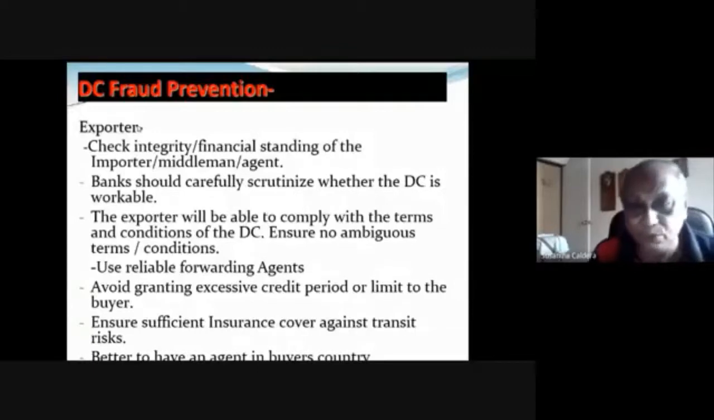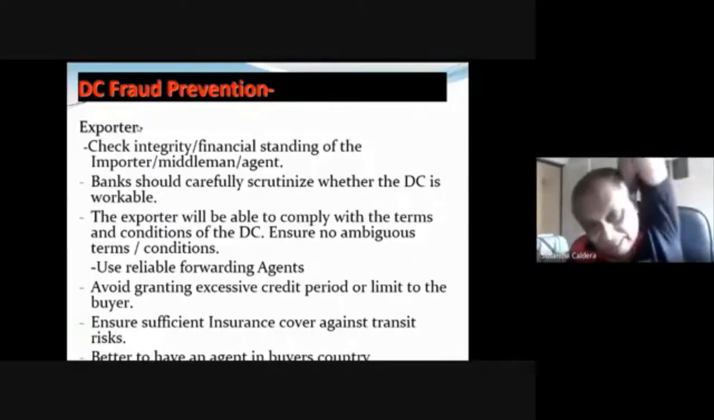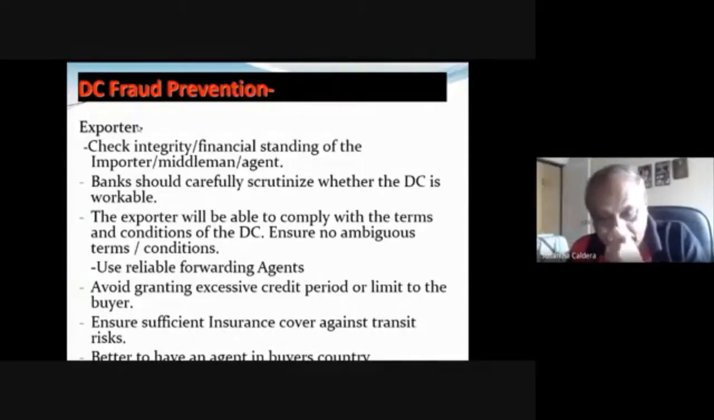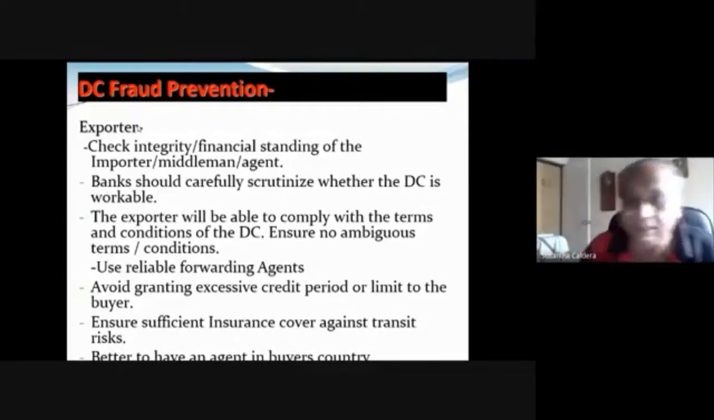You can be rest assured that you will not get the money. Right? If we know the goods can be sold quickly, the credit period should be given as one month. If you give more than that, you will lose both money and friend. It will definitely happen, because they roll over the settlements. Ensure sufficient insurance cover against transit risk. Better to have an agent in the buyer's country. That is really good.